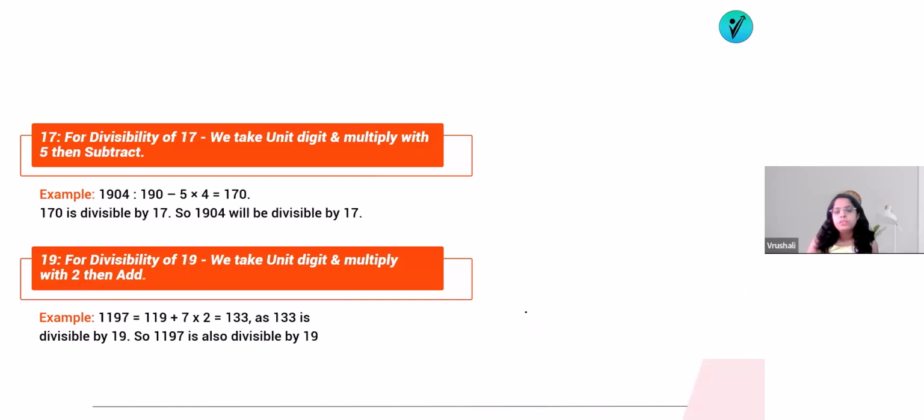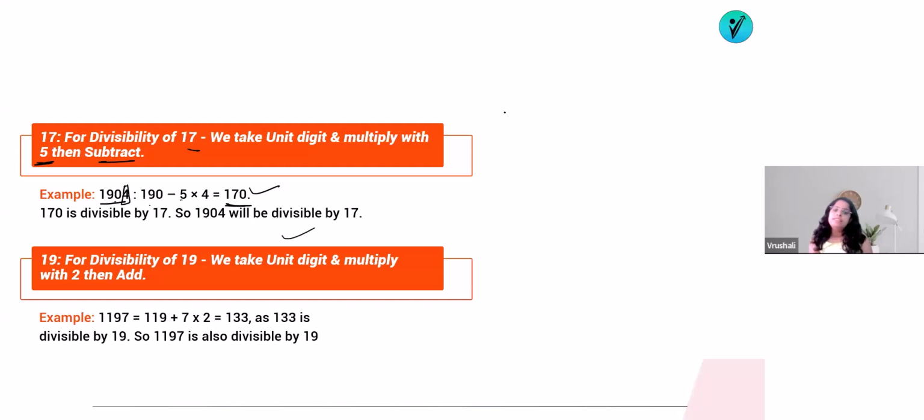Perfect. Now we will go for the next one, which is 17 and 19, the last two rules. For 17, again we use the oscillator. We take the unit digit, multiply it with 5, and then subtract. For example, my number is 1940. So what will you do? Remove the last digit, remaining 194, minus 5 times 4. 5 4s are 20. 194 minus 20 is 174. Your number will be divisible by 17 if the result is.